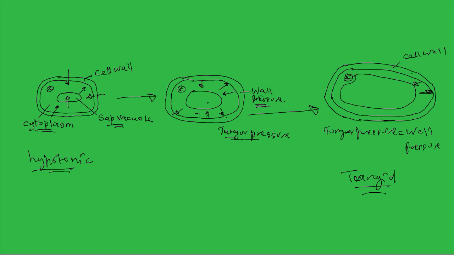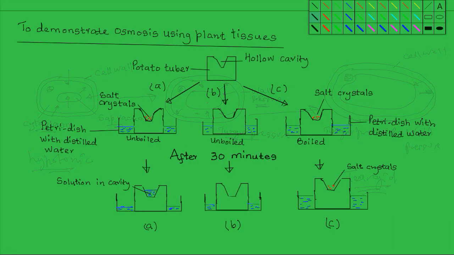Now, using a scalpel, we make 3 cubes of about this size, and we bore out cavities at the center. So there'll be a hollow cavity at the center of each of the 3 cubes. You can do that using a scalpel or a sharp knife to prepare a cube obtained from the potato tuber, and then we dig out this hollow cavity at the center.